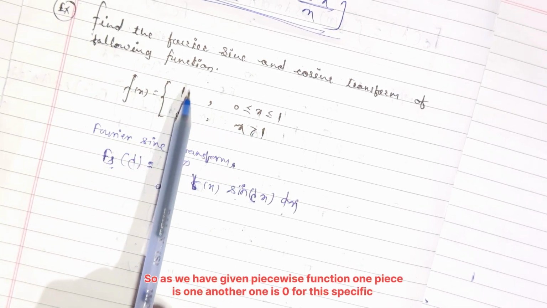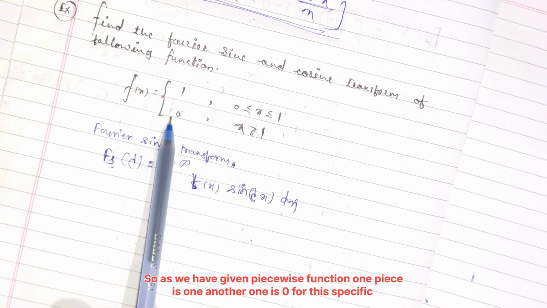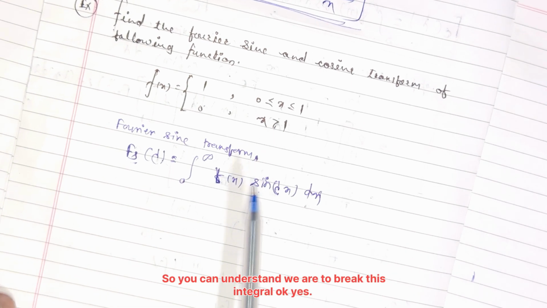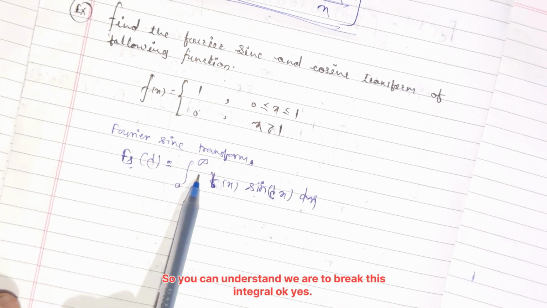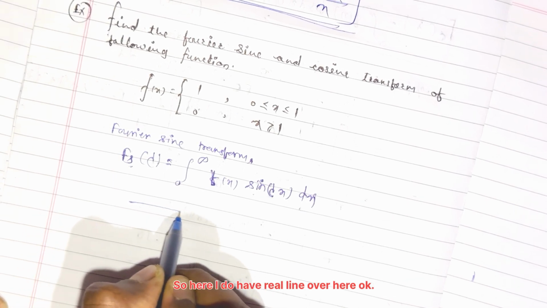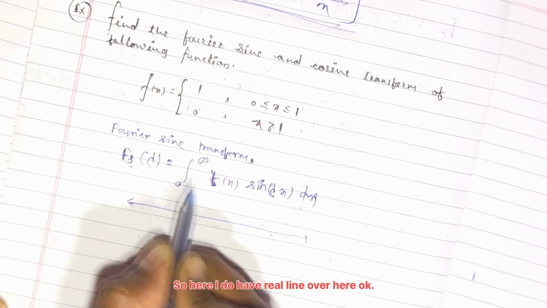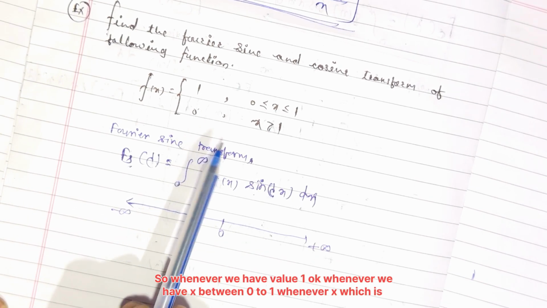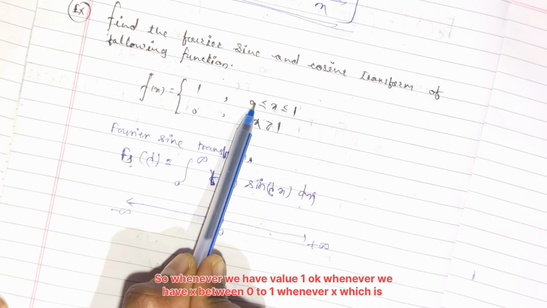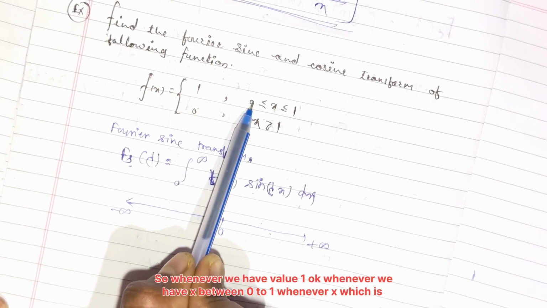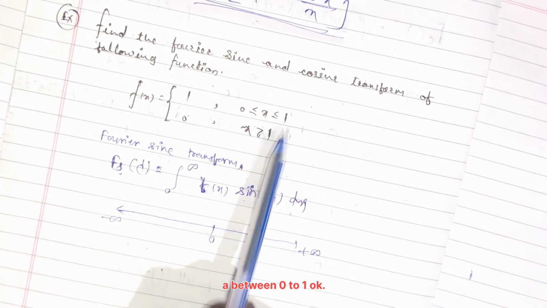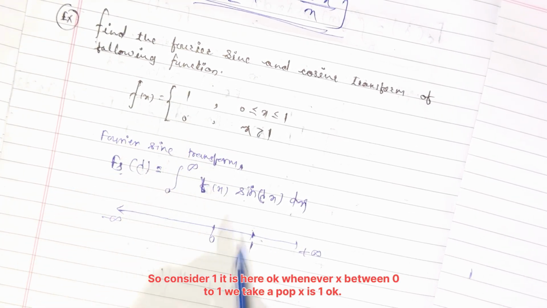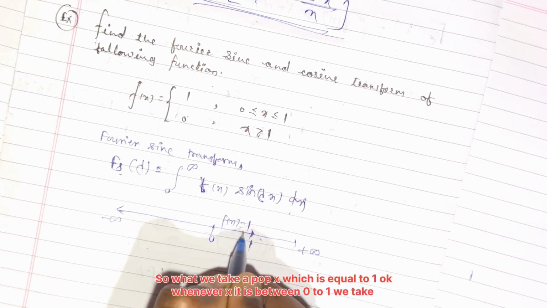As we have been given a piecewise function, one piece is 1 and another is 0 for a specific interval. Let me draw the interval over the real line so you can understand where to break this integral. Here I have the real line, with 0 here, minus infinity and plus infinity. Whenever x is between 0 and 1, we take f of x as 1, and consider 1 here.